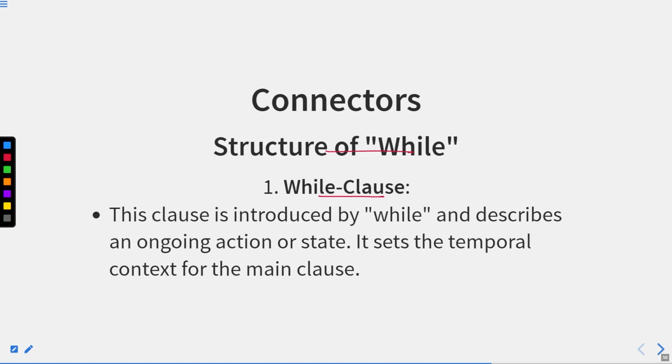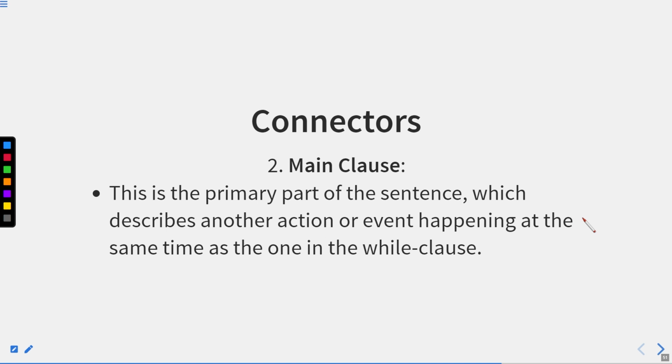Structure of while clause. This clause is introduced by while and describes an ongoing action or a state. It sets the temporal context for the main clause. It means whatever action is described in the main clause, the time for that particular action is shown by the word while, which is written in the while clause. Now, main clause. This is the primary part of the sentence which describes another action or event happening at the same time as the one in the while clause.